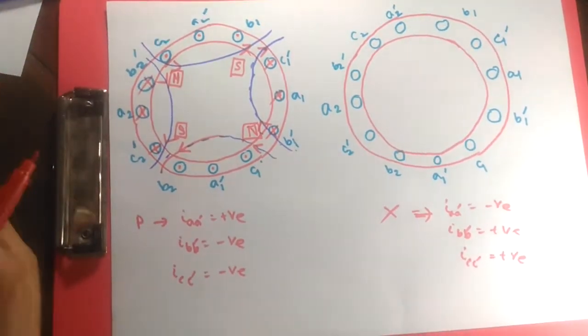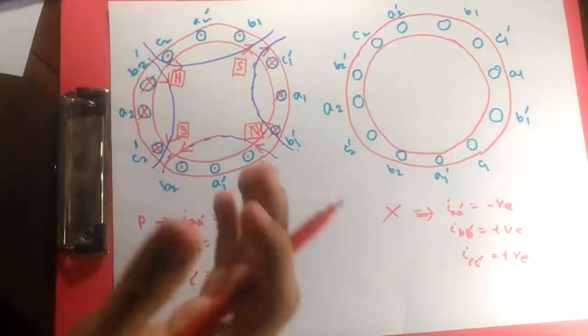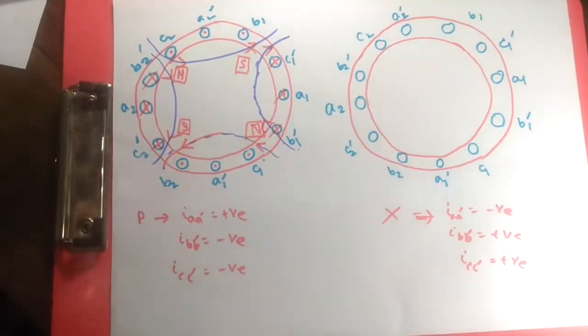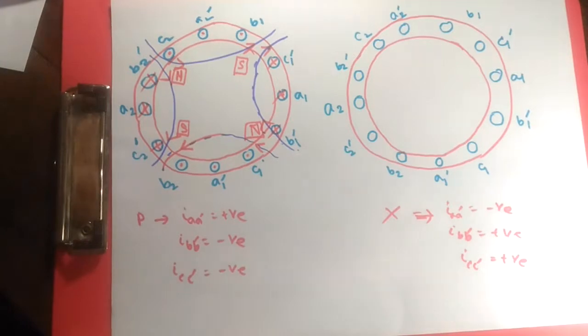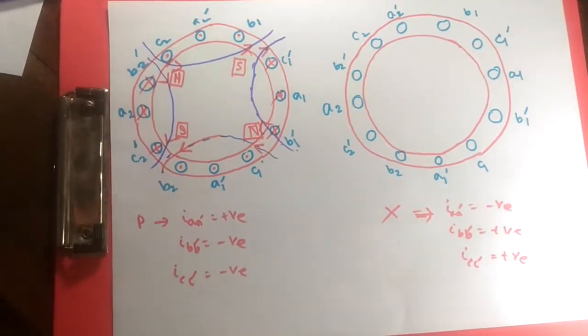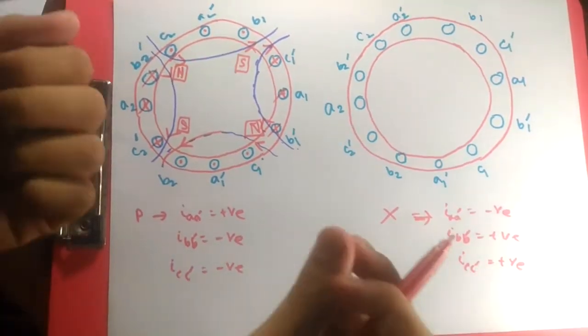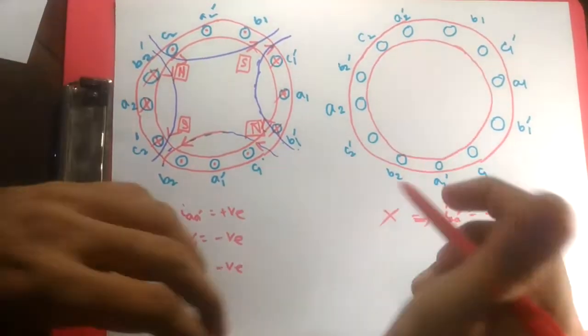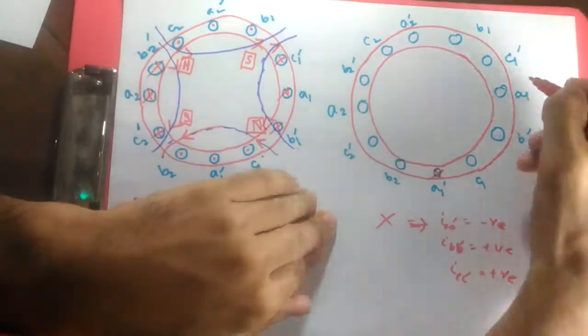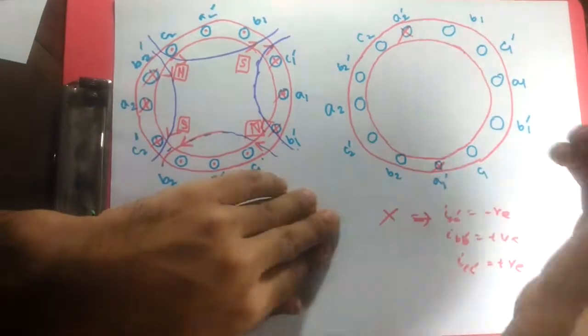So for A, the polarities are going to change now. The original polarities were that from the primes the current goes out and into the unprimed, but that's not going to happen now. Into the primes of A, the current will go in. And on the non-primes, it will come out.